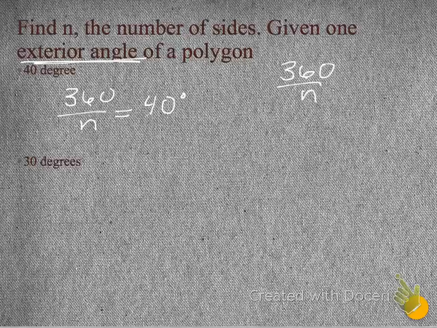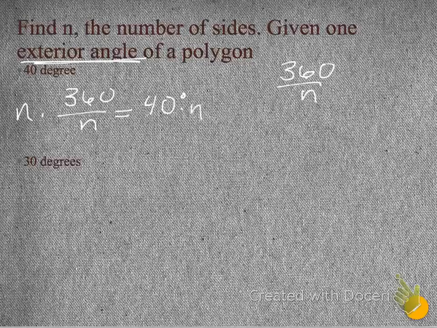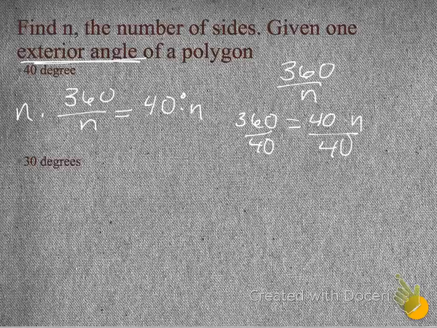So we're just going to solve. So let's multiply both sides by n. So 360 equals 40 times n, divide by 40. So my number of sides in this is going to be 9.